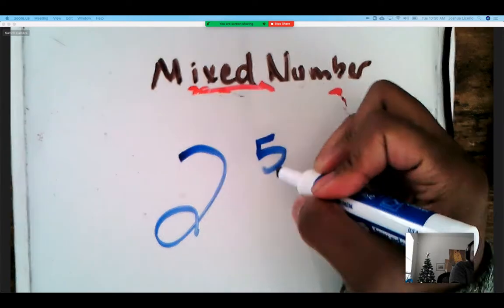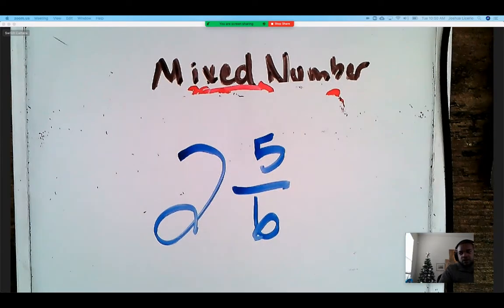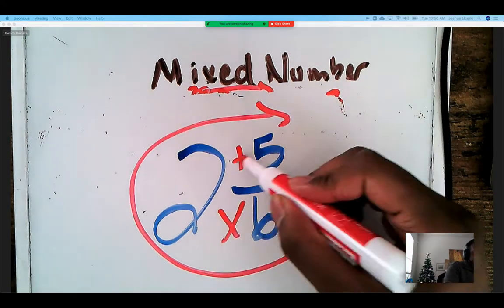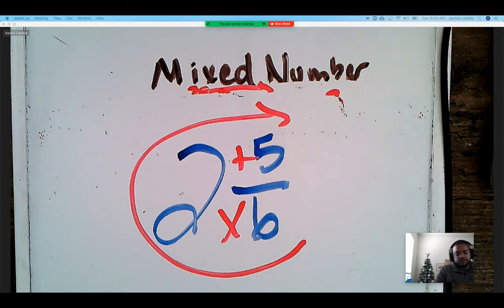For you to try this out on your own, I want you to pause the video here. Try this out on your own before I go over it. So turn this 2 and 5/6 into an improper fraction. Remember, we multiply, then we add. Go ahead and try this on your own.